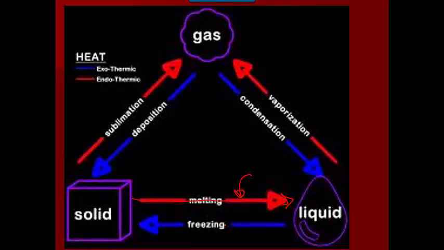Now if you want to freeze something, if you want to take a liquid and turn it into a solid, you don't want to put heat into it. You want to take heat out of it. You want to take energy out of it. And when you take energy out, that slows the particles down and eventually then they freeze. So every single phase change has one endothermic and one exothermic. Between liquid and gas, you can see there's one of each, and between gas and solid, there's one of each.